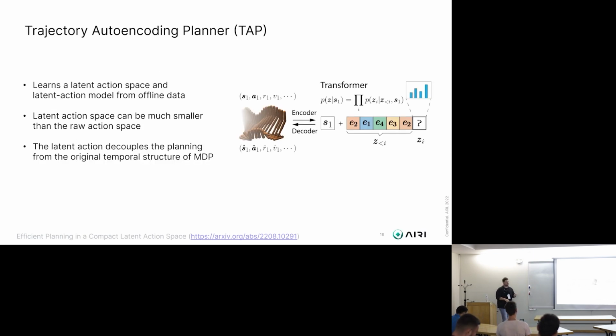And here comes the trajectory autoencoding planner. Actually, at the time of the decision transformer, there was concurrent work called trajectory transformer, and this is like an extension and modification of this work. The idea here is, first of all, let's learn some latent action space and predict in this latent action space. And even more, if you have a huge dimension in the real action space, this latent action space may be much smaller, and it will be simpler to predict the next action and do it much more efficiently.